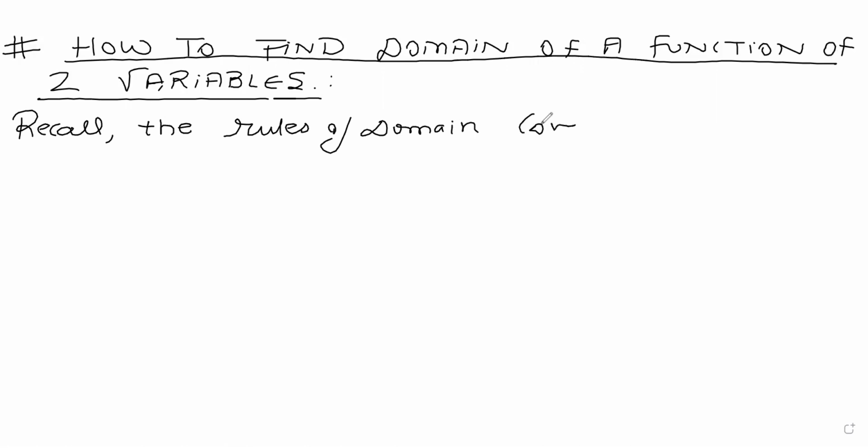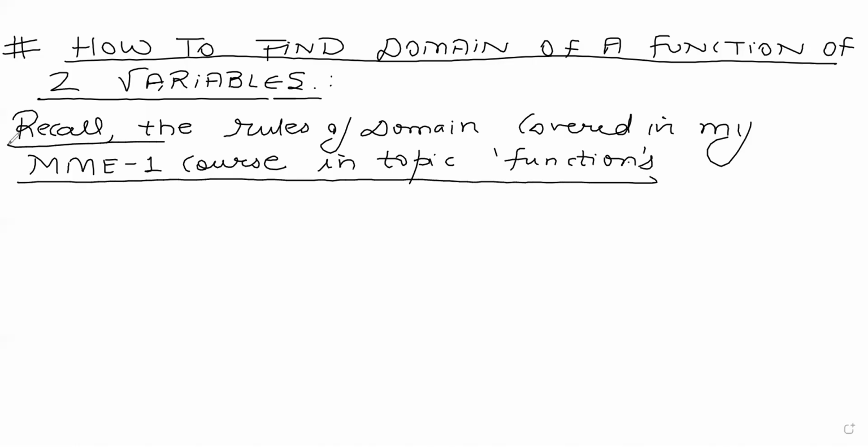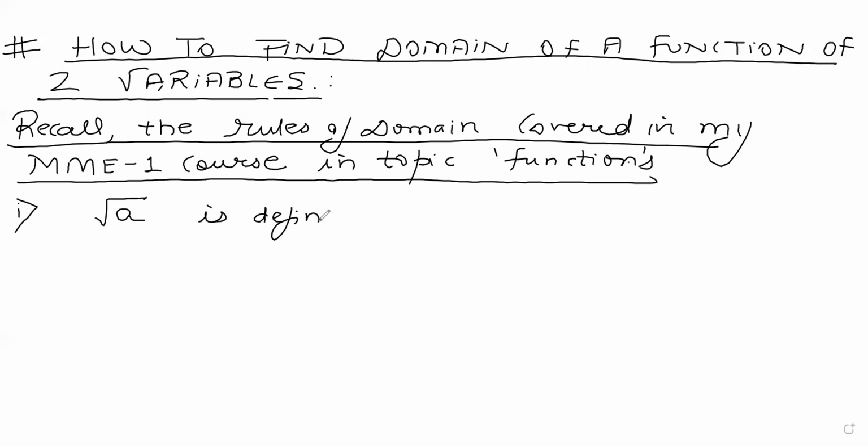covered in my MME-1 course in the topic functions. In my MME-1 course, we had lectures on functions, and all of you can recall what the rules were. So if I have a function root A, root A is defined if and only if A is greater than or equal to 0. Any term within the square root should be greater than or equal to 0 for the square root to be well defined.